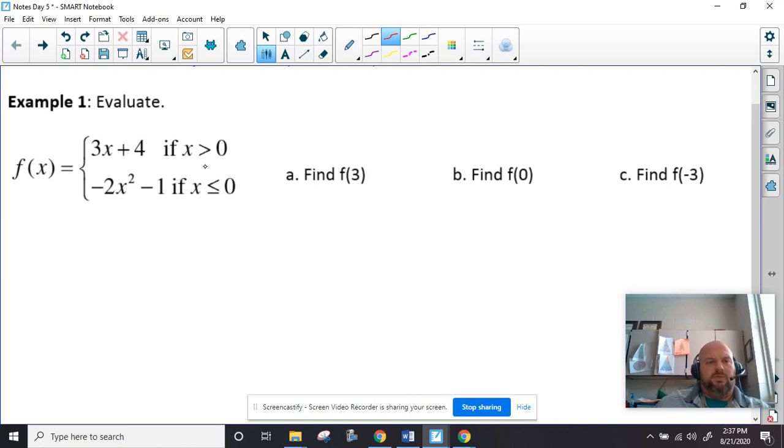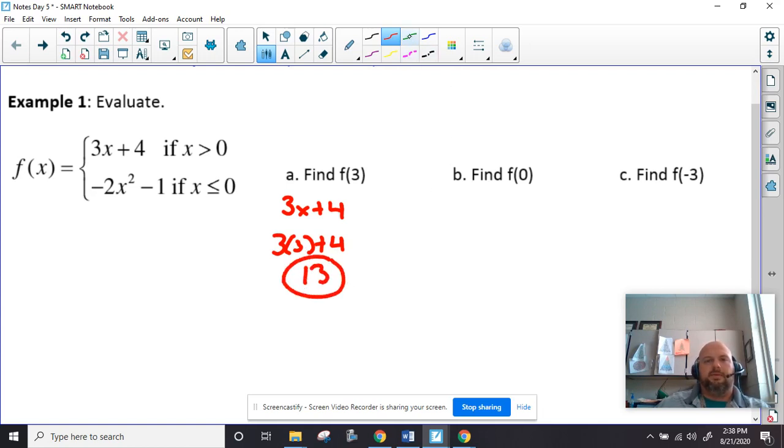it says we use this if x is greater than 0, and we use this one if x is less than or equal to 0. All right, so it says f of 3. Well, 3 is greater than 0, so I'm going to use this one right here. This is the one I want to use. And all I really do is plug it in the calculator. 3 times 3 is 9, plus 4 is 13.